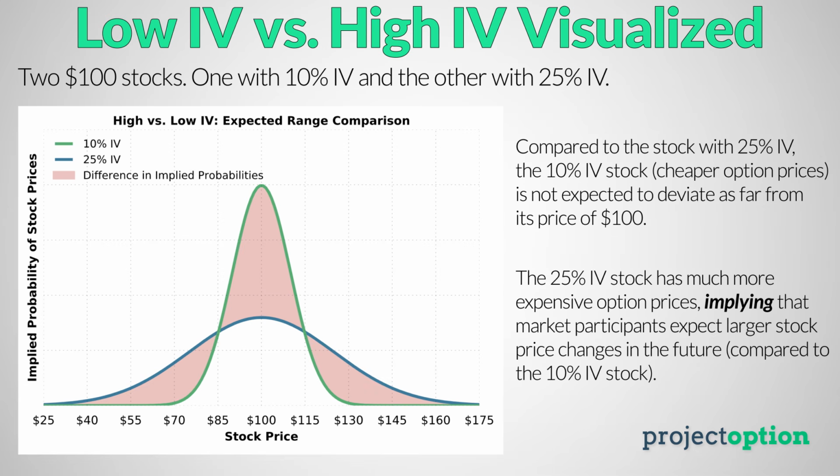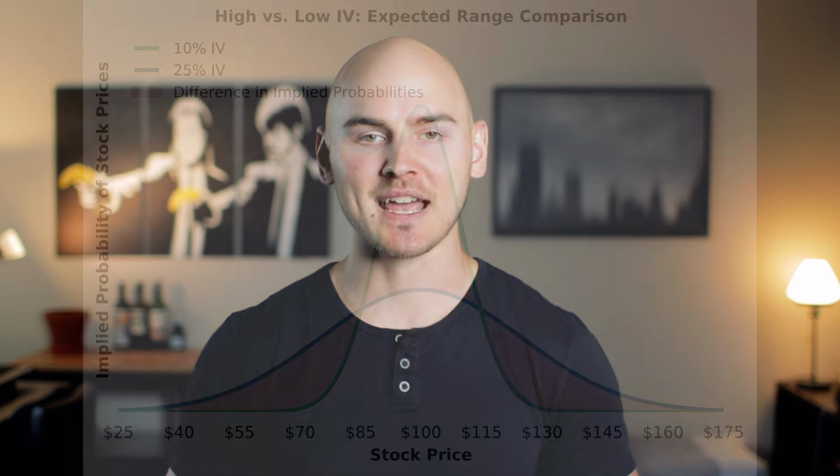If we looked at both of these stocks and we compared their option prices, the stock with 25% implied volatility would have more expensive options than the same stock with 10% implied volatility, and we know that has to be true because implied volatility is derived from the stock's option prices, given that we're comparing 2 similarly priced stocks and we're looking at options with the same amount of time until they expire.